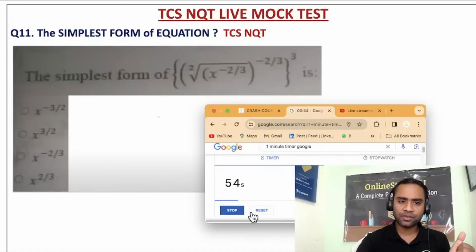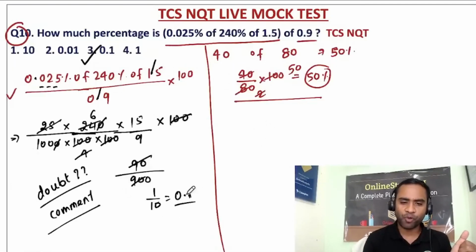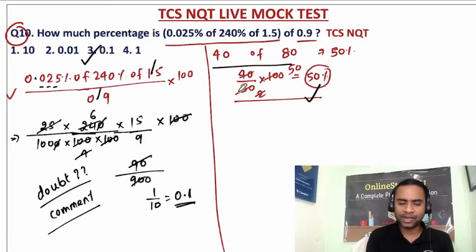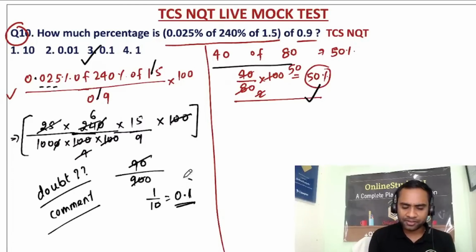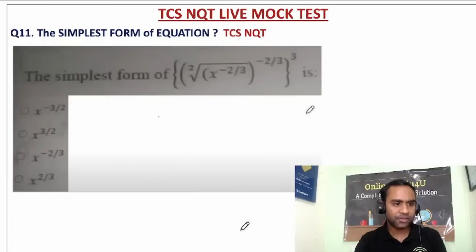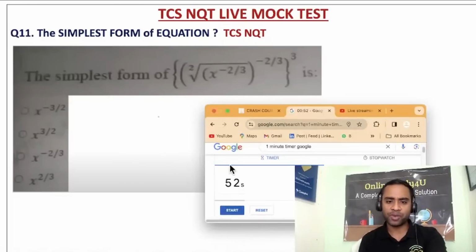The last question's answer will be 0.1. See, I have given you an example: 40 of 80. So how will you write? You'll write like this, a similar thing, and then you have to simplify. After simplifying, you get 0.1. You might watch the recorded video later.